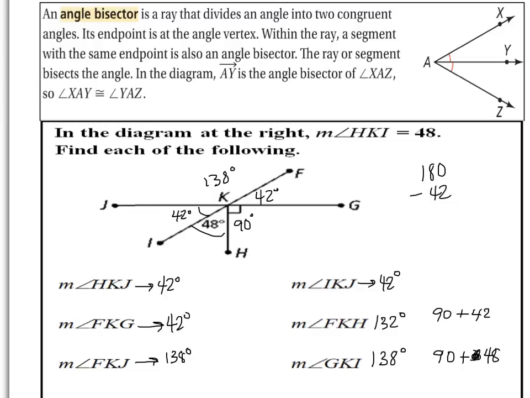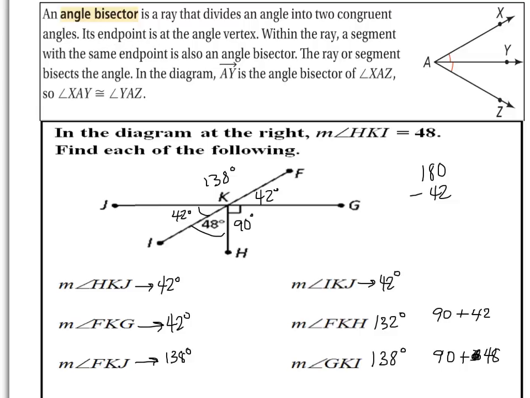Okay, so let's take a look here at the top, and I kind of skipped over this because I want to tie this into our next examples. It says an angle bisector, similar to a segment bisector, is a ray that divides an angle into two congruent angles. Well, a segment bisector essentially was the midpoint of a segment, and it created two segments that were equal. Well, an angle bisector is very similar.